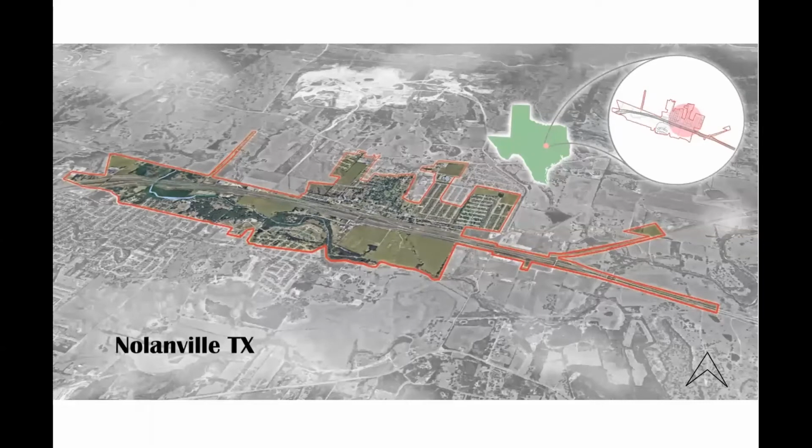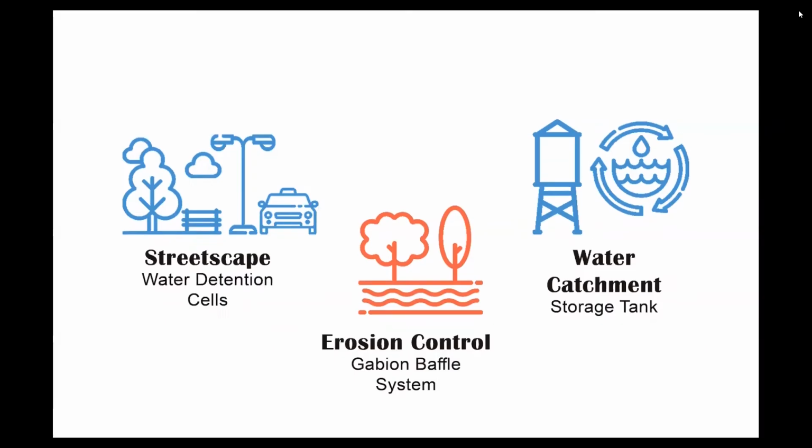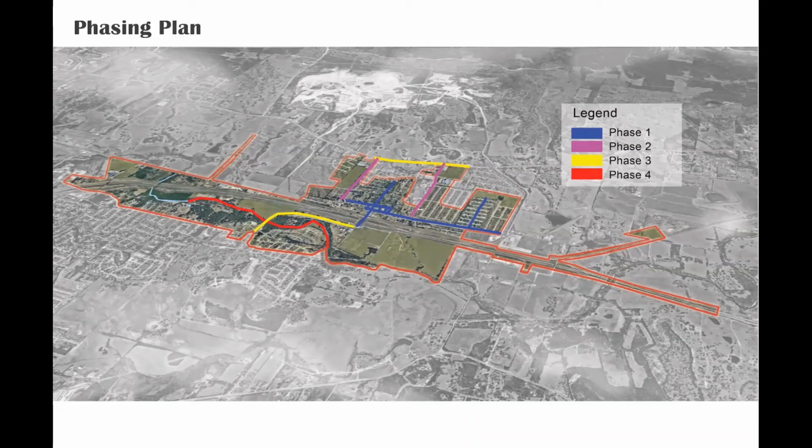Our initial target area will be in central Nolanville. As we can see, the three main ideas from the landscape approach are streetscape, erosion control, and water catchment. These are the main locations where the project is going to be developed. The project is divided into four different phases, and each one of these phases is going to be implemented in the city of Nolanville.